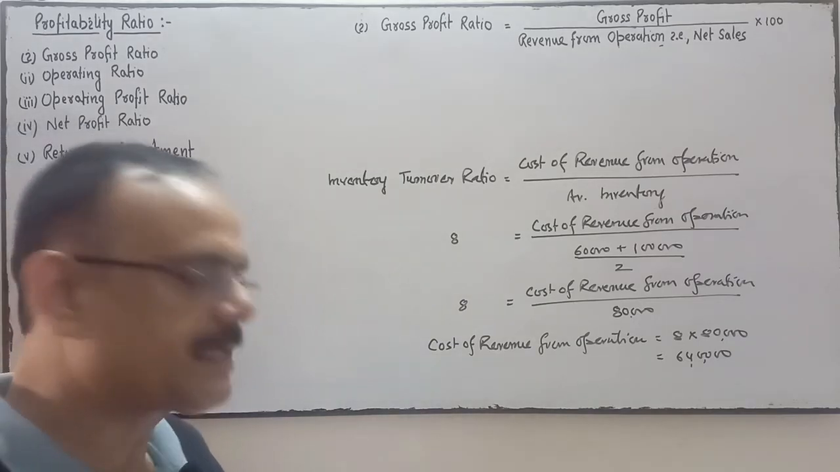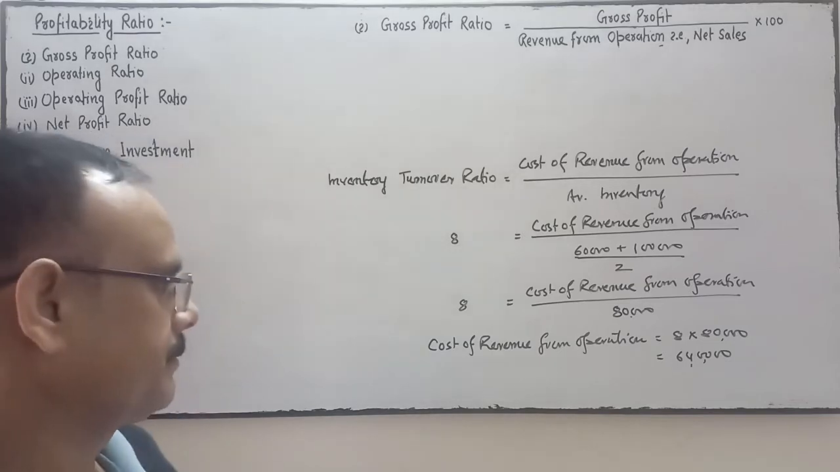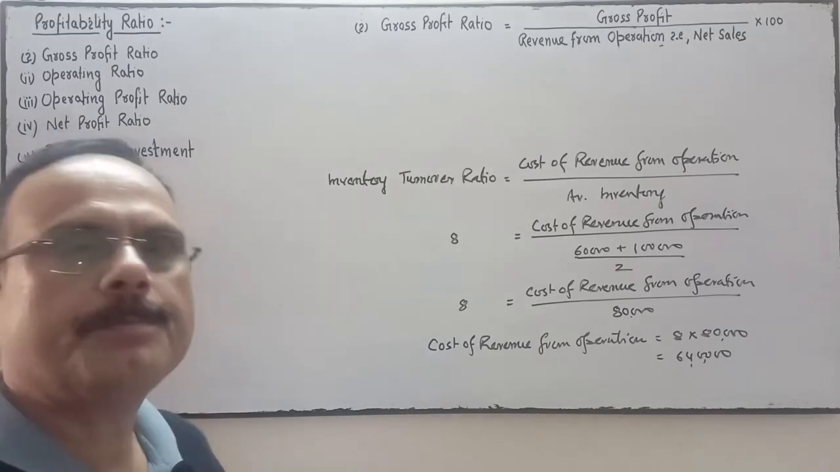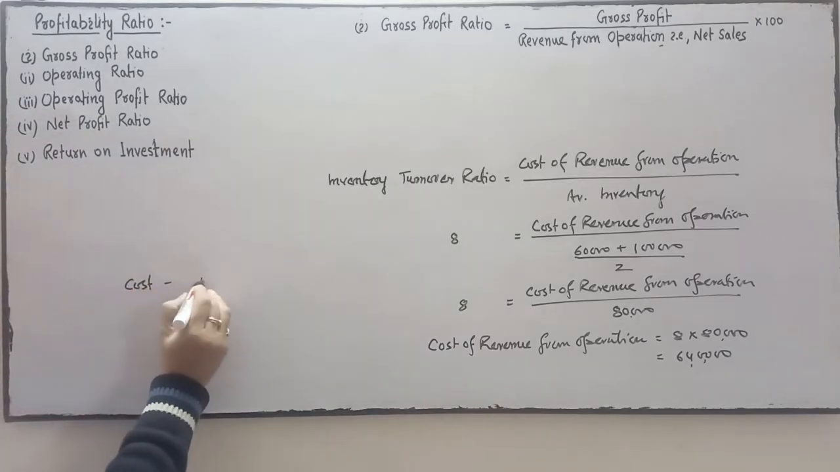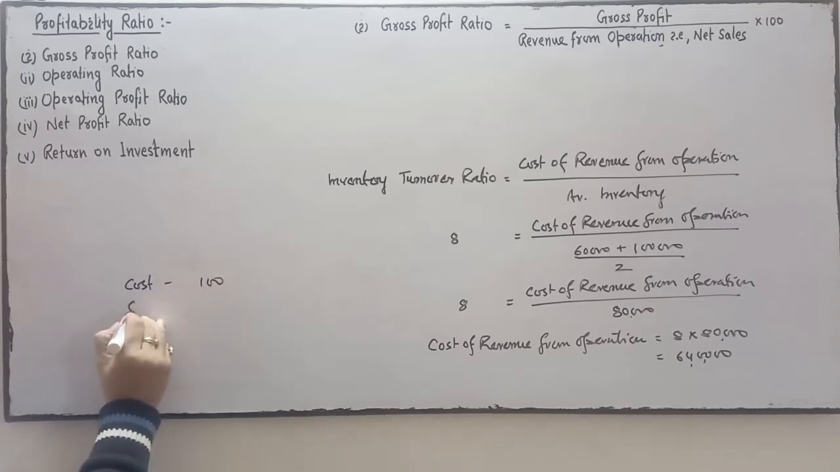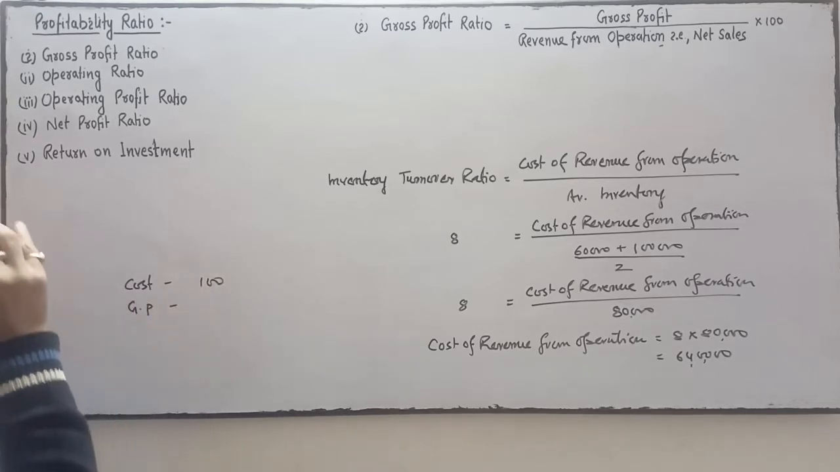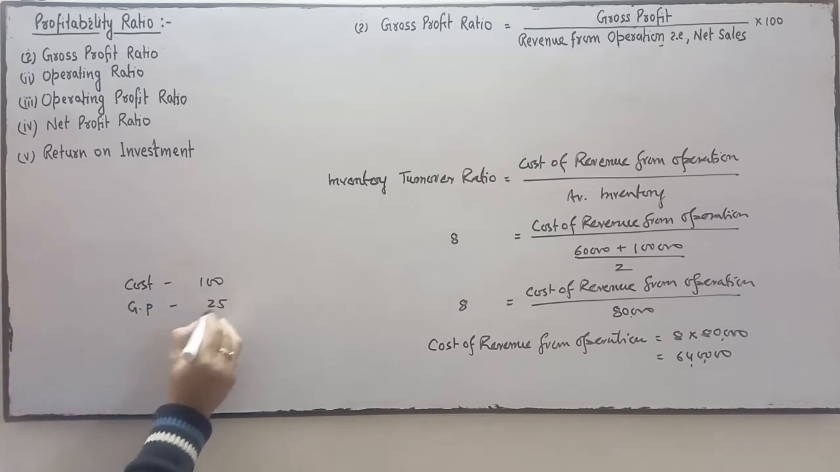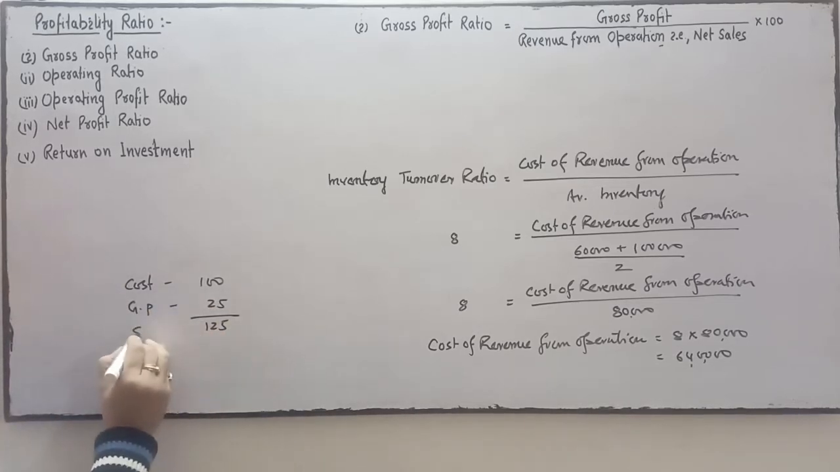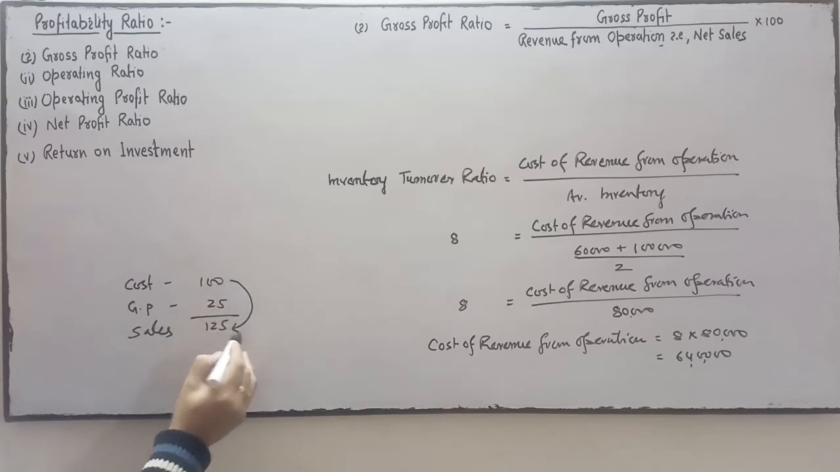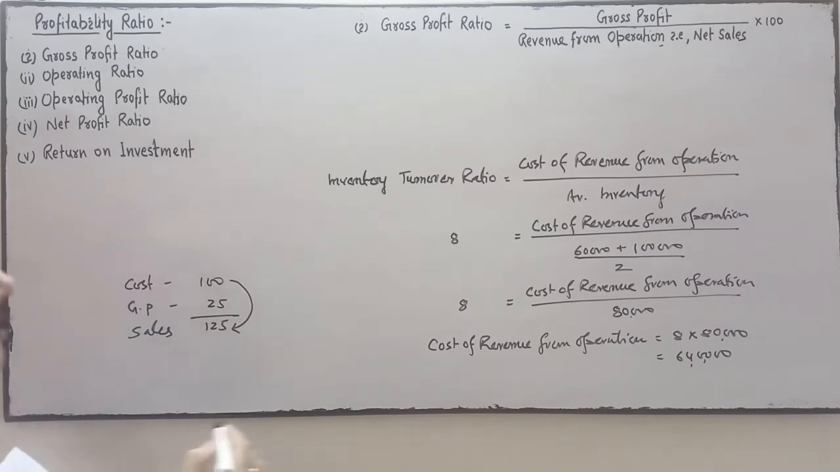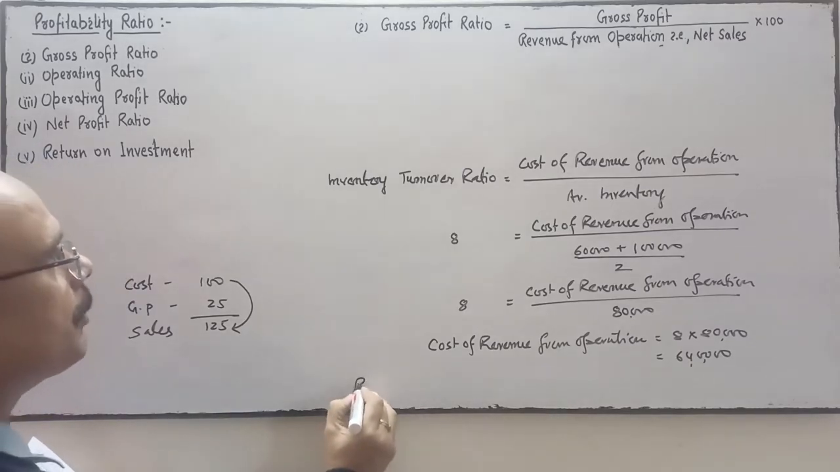Here one more piece of information is given regarding the selling price. Selling price is 25% above cost. Suppose cost is 100, then profit, GP, is 25%, means 25 rupees. So 125 is your sales. Okay, so when the cost of revenue is 100, selling price is how much? It is 125. So we can find it out. The sales, means revenue from operation.